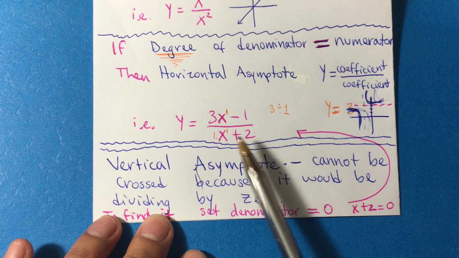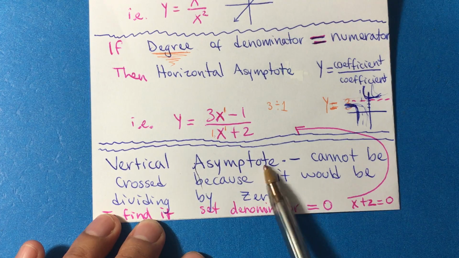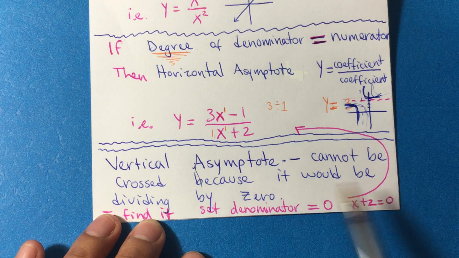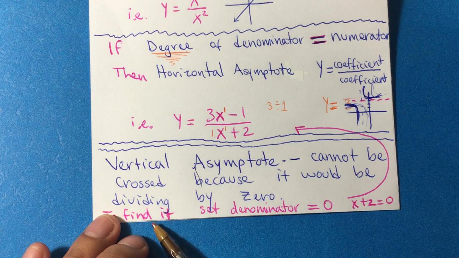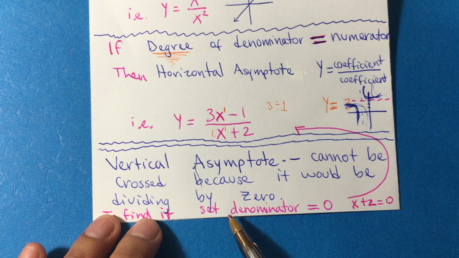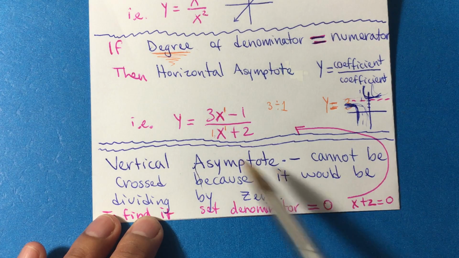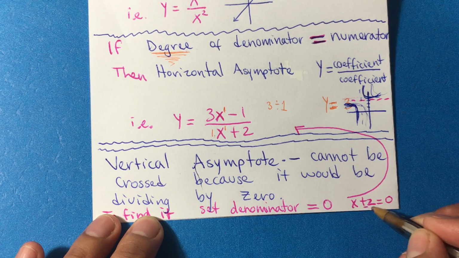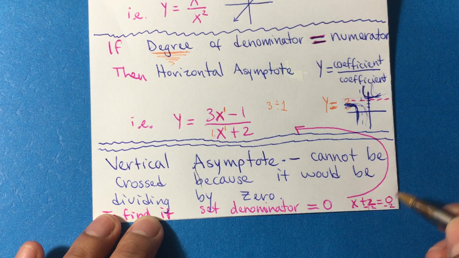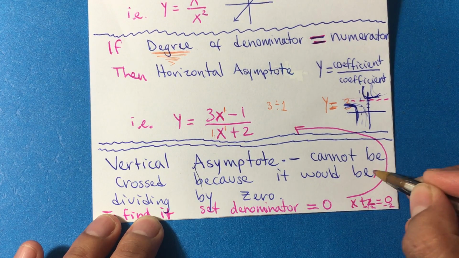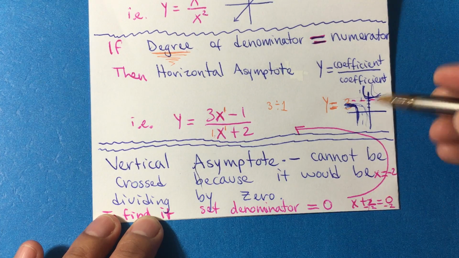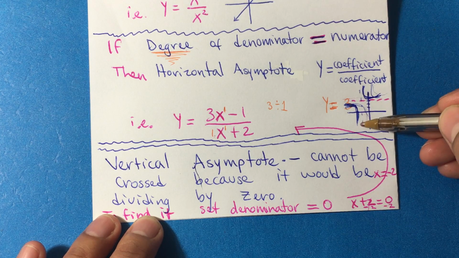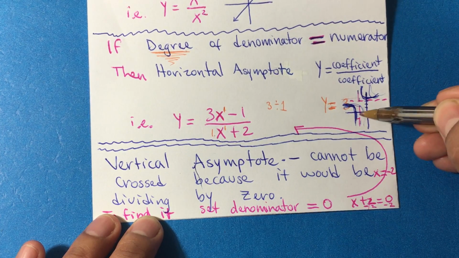Now you saw for this one that the vertical asymptote cannot be crossed because it would be dividing by 0. So we find it by setting the denominator equal to 0. In this example, x plus 2 equals 0. We subtract 2, and you notice that x equals -2. That's why I said it's not in here. We move it to the left, at -2.